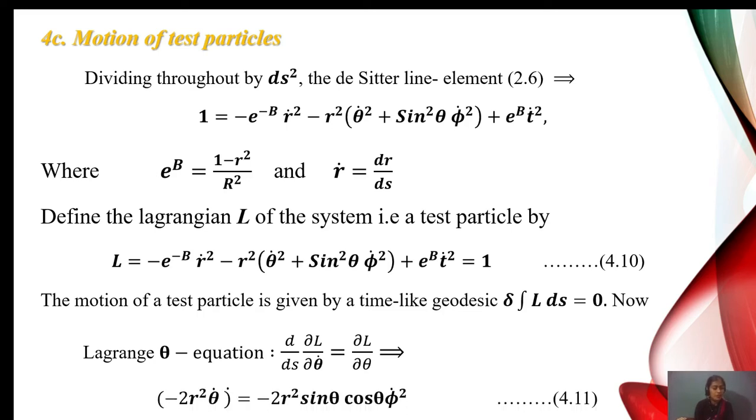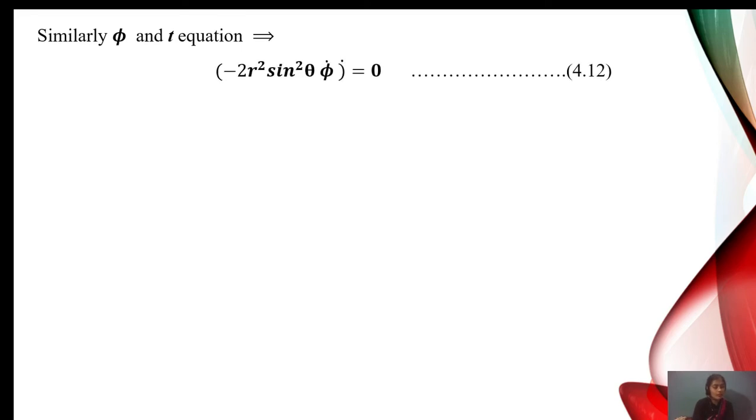Then the equation gives minus 2 r square theta double dot equals minus 2 r square sine theta cos theta phi dot square. Similarly, the phi and t equations give minus 2 r square sine square theta phi dot, derivative equals 0, and 2 e to the power b t dot, derivative equals 0.